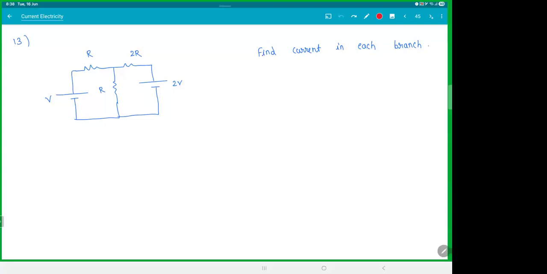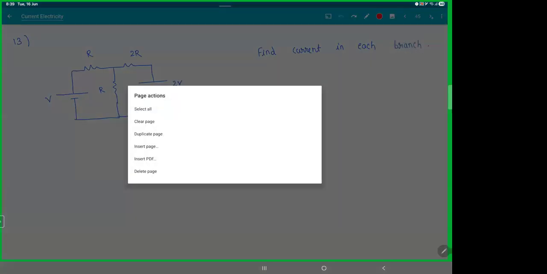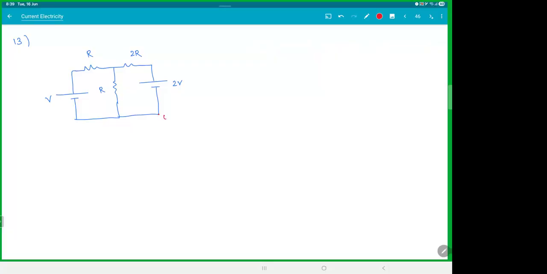Okay, let's see. Step one, start with anything as zero. I will take this as zero. This will be zero, this is zero. If this is zero, this point will be 2V because the battery will have a potential difference of 2V. You took the negative terminal as zero, the other one is 2V. This point is V and this one is X.